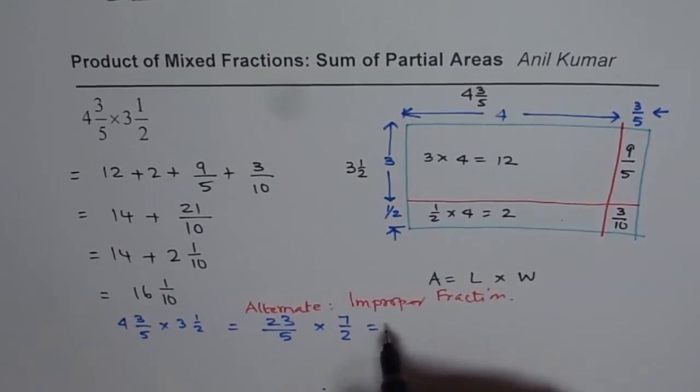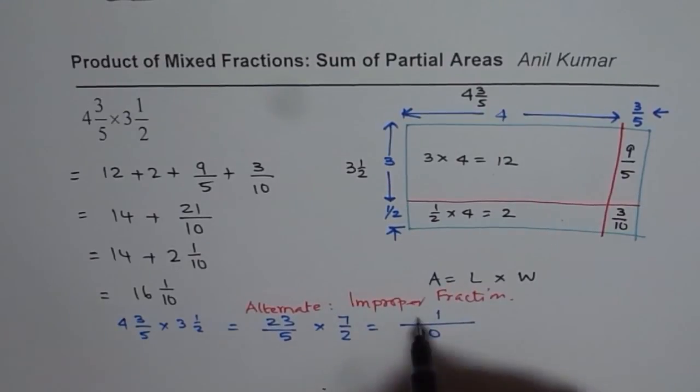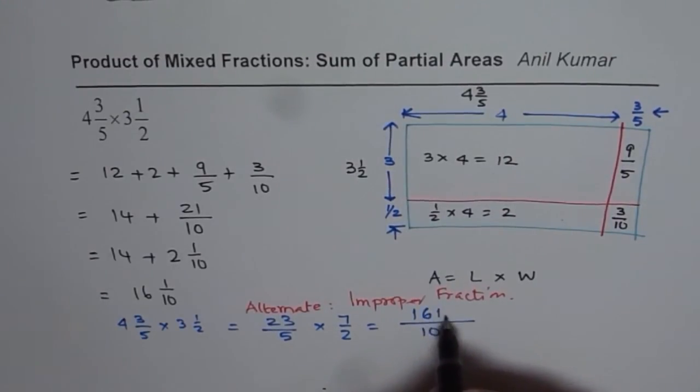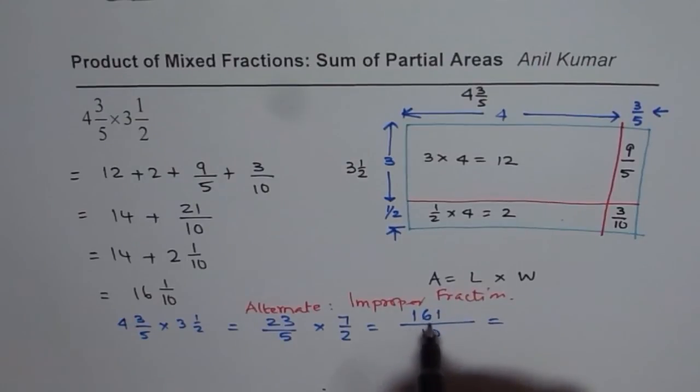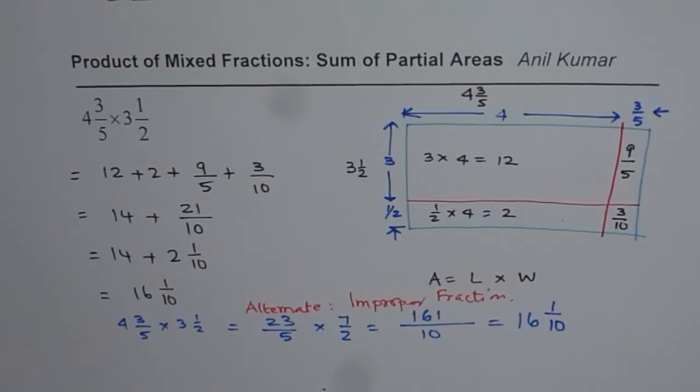Now you just multiply them, so you get in the denominator 2 times 5, which is 10. In the numerator 7 times 3 is 21, 7 times 2 is 14, and 2 is 16. So 161/10, which is 16 wholes and 1/10, correct? So that is how you can actually check your solution for this particular question. I hope that helps. Thank you and all the best.